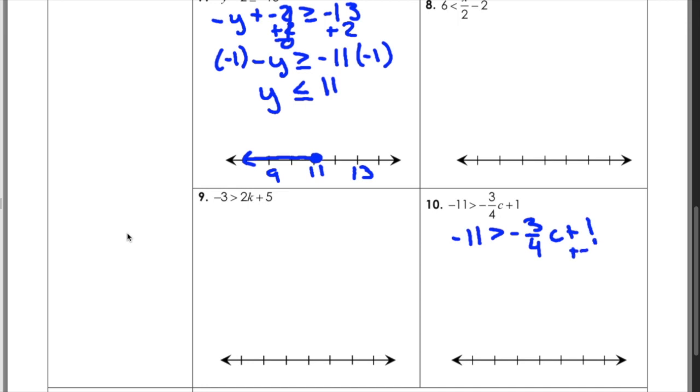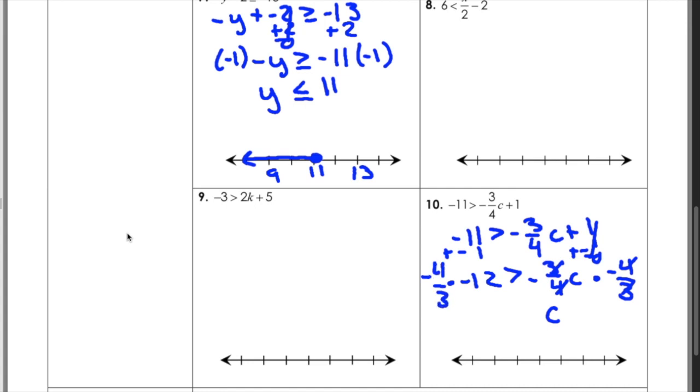So add negative 1, add negative 1. This becomes negative 12 is greater than negative 3/4 c. The reciprocal of negative 3/4 is negative 4 over 3. So times negative 4 over 3. This all cancels out to leave you with positive 1c times negative 4 over 3.